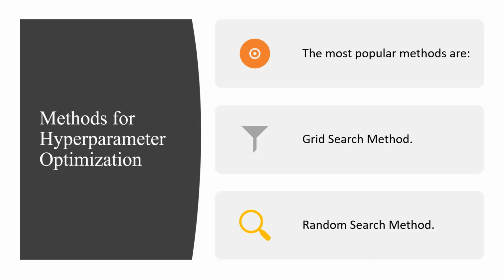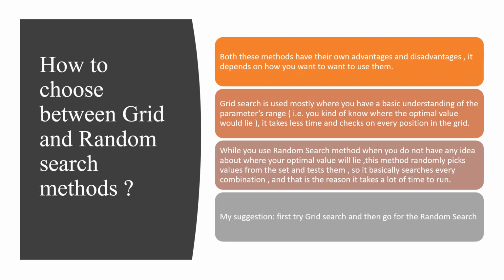Next one. The most popular methods for hyperparameter optimization are these two. One is your grid search method and one is your random search method. What are those? Why are they popular? Let's get right onto it. Grid search and random search methods both have their own advantages and disadvantages, but it depends on how you want to use them.